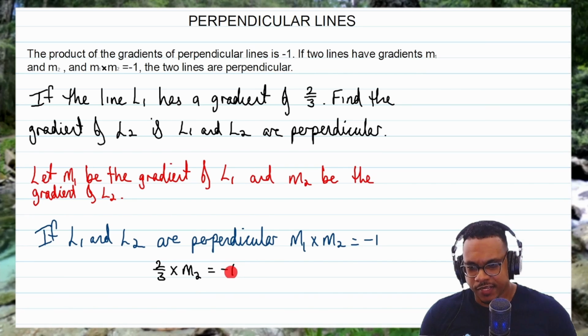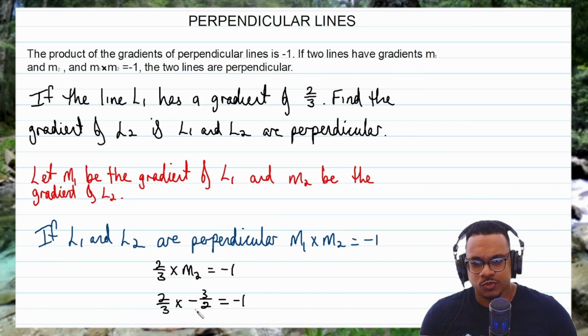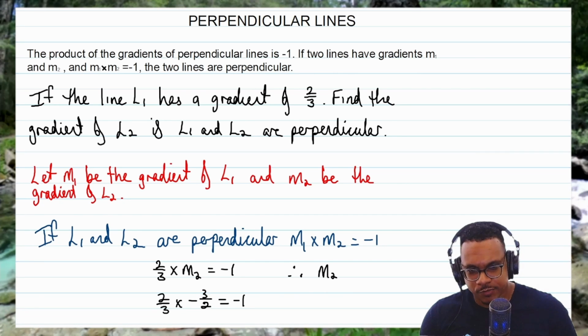If I want to get negative 1, this number is positive, therefore this number will have to be negative to get a negative answer. And if I want 1, then I need something to cancel both the 3 and the 2. So I have 2/3 times negative 3 over 2. So you see this 3 will cancel this 3 and this 2 will cancel this 2. So we'll get 1. And a positive times a negative will give you a negative answer. So this is equal to negative 1. So therefore m2 is equal to negative 3 over 2.